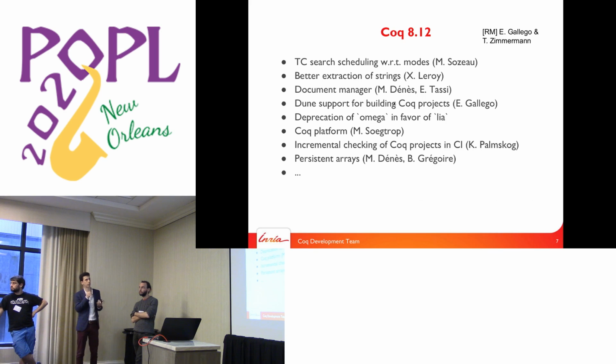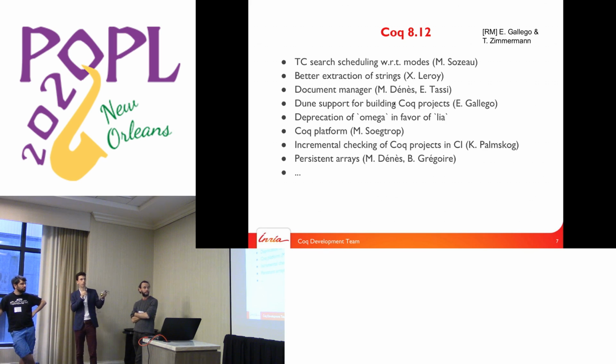Emilio is working on using Dune not only to build Coq, but also to build Coq user projects. A lot of work has already been done, but we're also waiting for some improvements to land on the Dune side for the work to be complete. As Pierre-Marie said, we are also planning to deprecate Omega in favor of LIA. So we hope to finally have just one tactic for linear arithmetic. We used to have 3: Ring, Omega, and LIA.